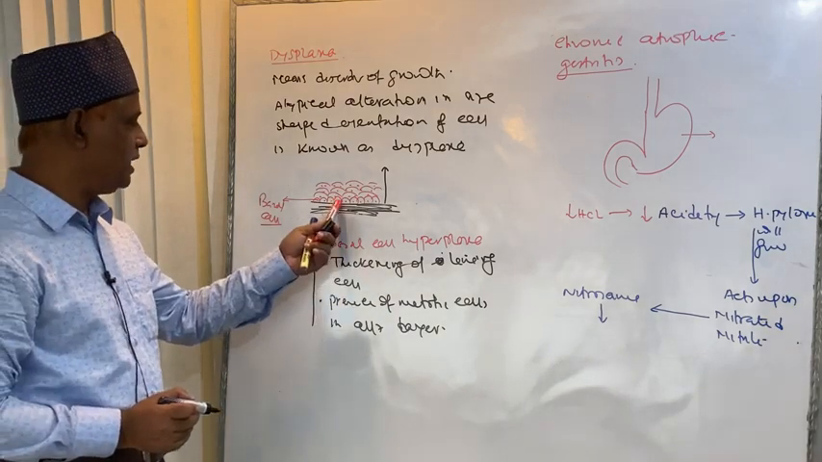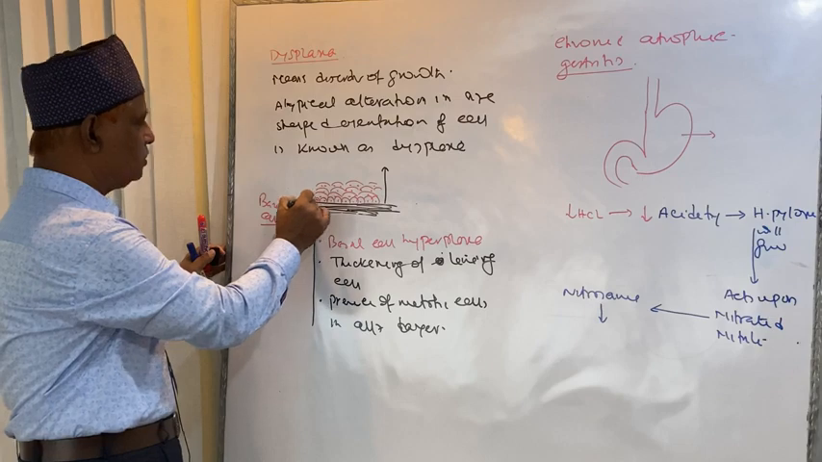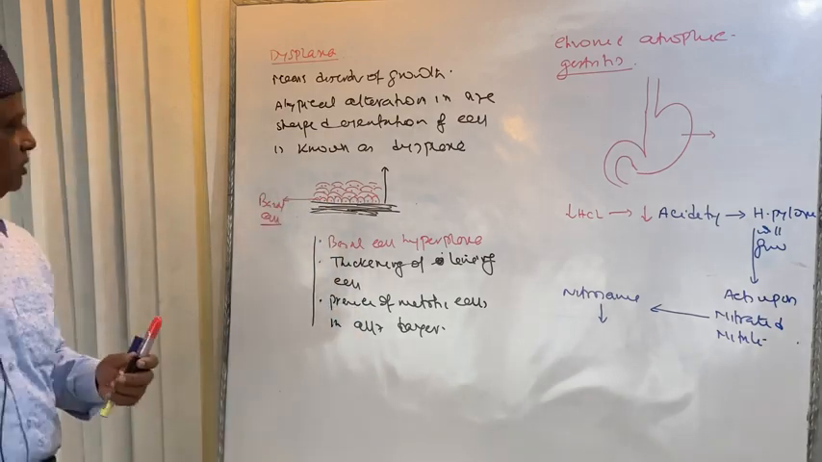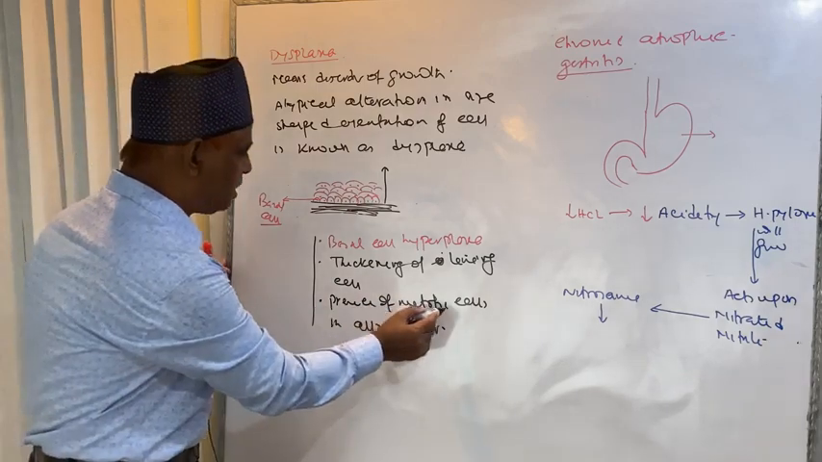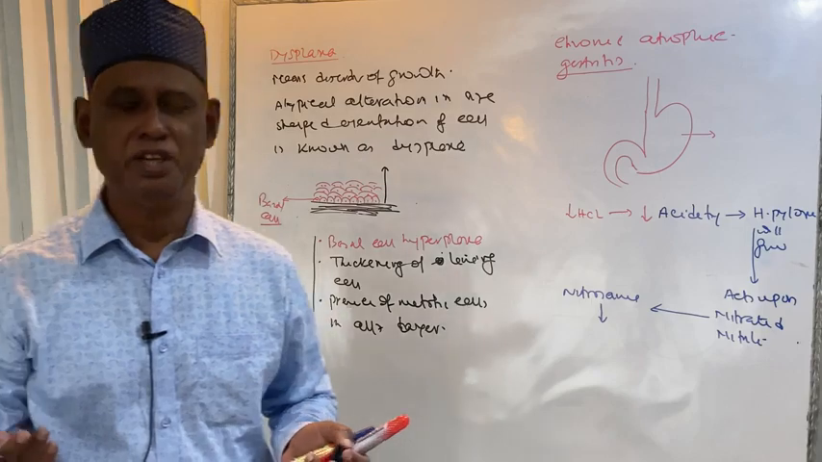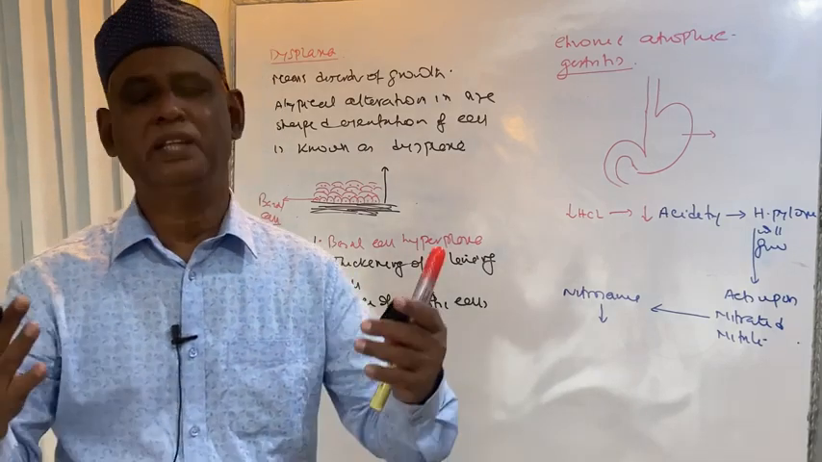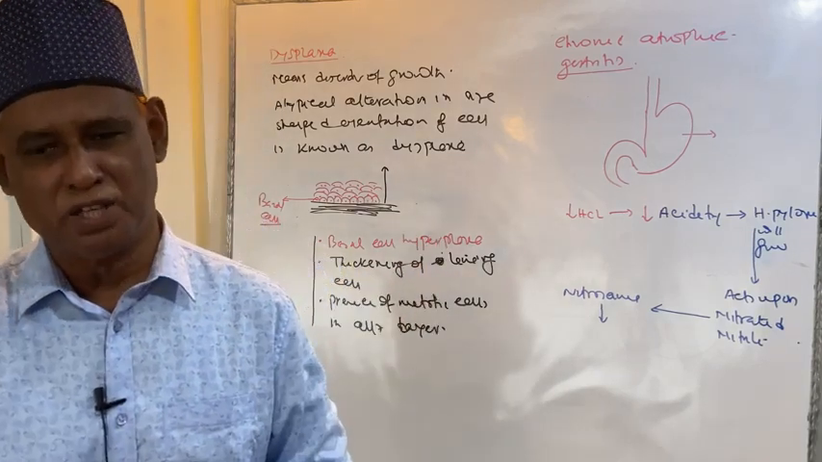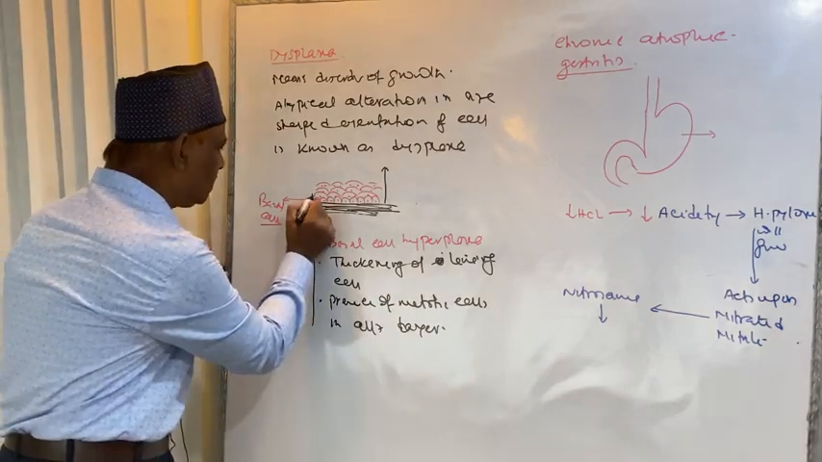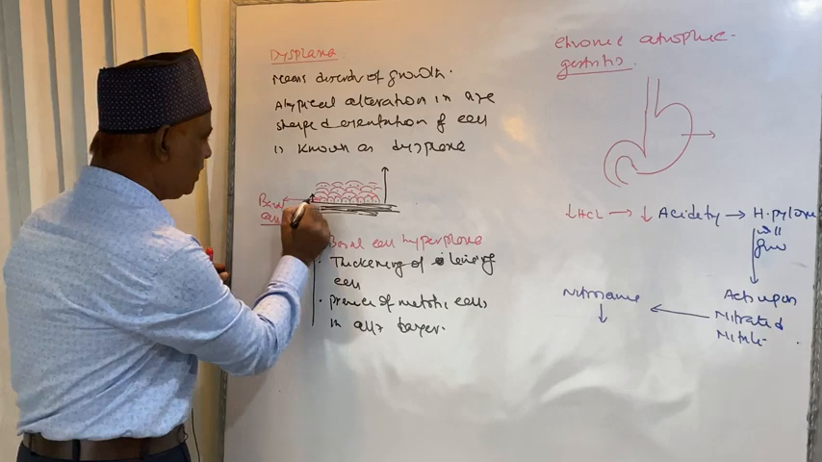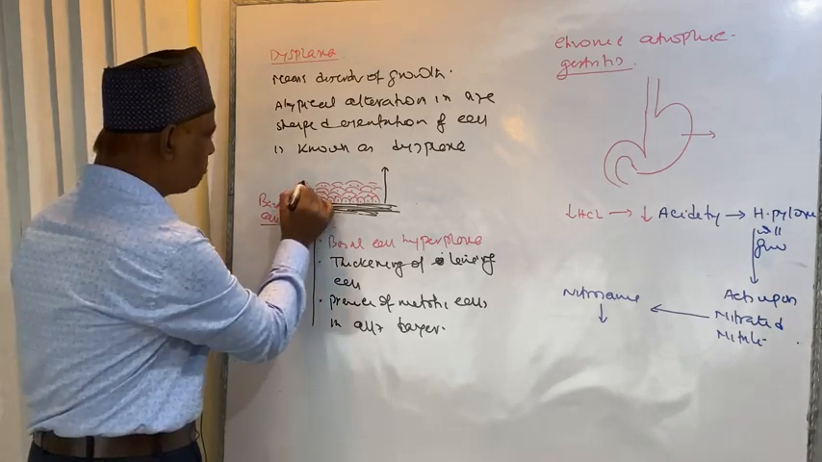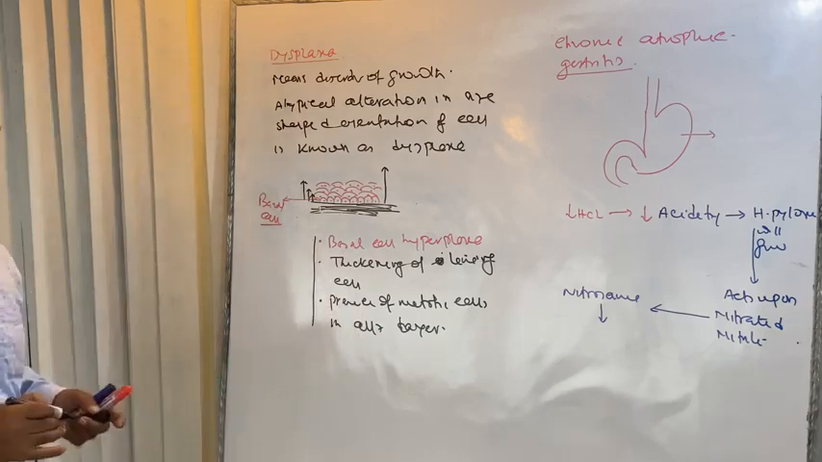Basal cell hyperplasia, there is acanthosis, or that is thickening of the epidermis, and presence of mitotic cells in all layers. This is the dysplastic change or dysplasia. There are three grades of dysplasia. Grade 1, when inner one-third is dysplastic. Grade 2, when inner two-third is dysplastic. Grade 3, when full thickness is dysplastic.